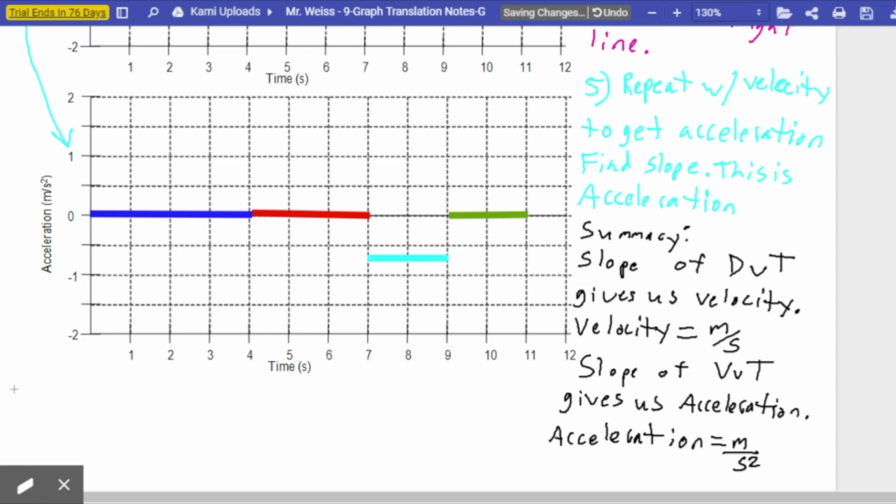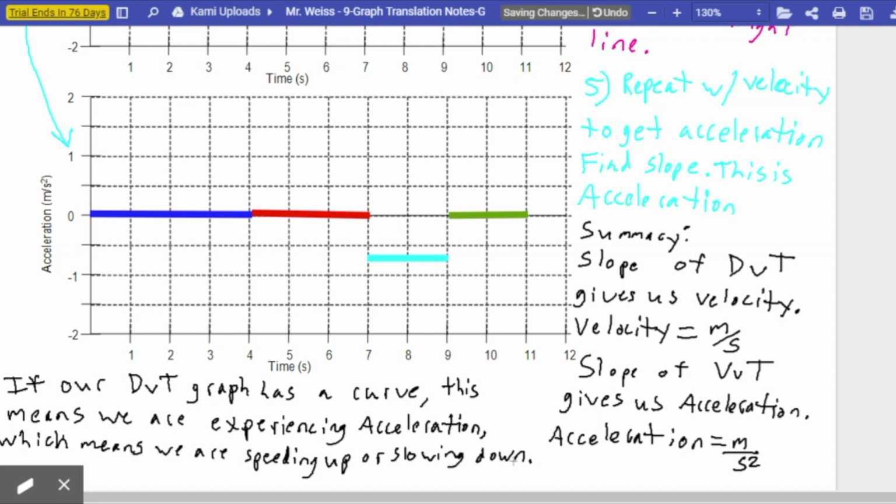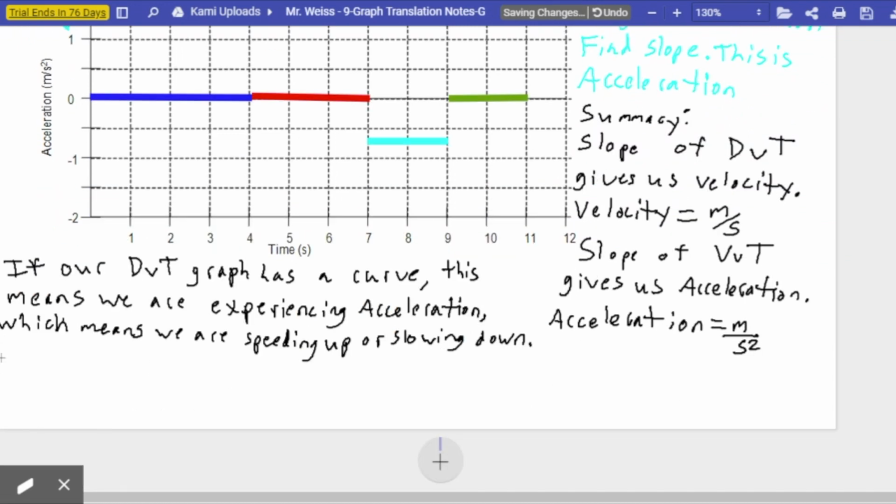Now that we've discussed slopes, let's talk about the curves of those lines and what that means on those graphs. If our displacement versus time graph has a curved line, that means that we're experiencing some sort of acceleration. When we say acceleration, we mean that we're either speeding up or slowing down. Let's just quickly review which type of line produces a speeding up and which type of line produces slowing down.